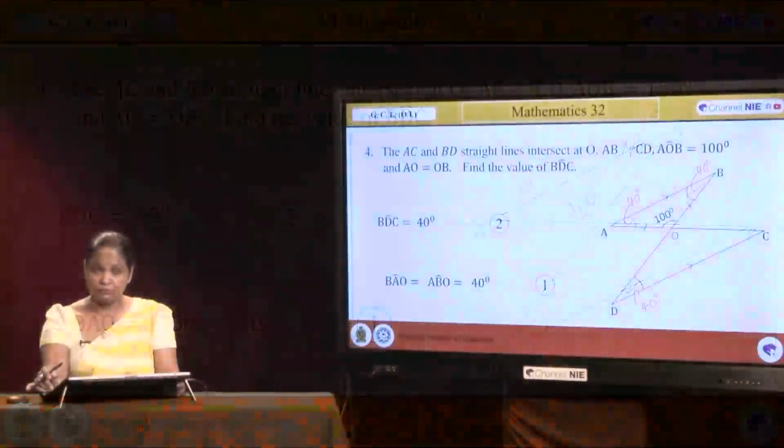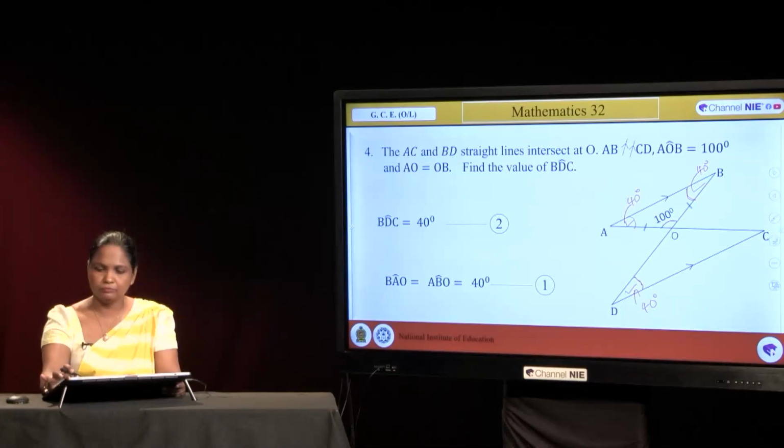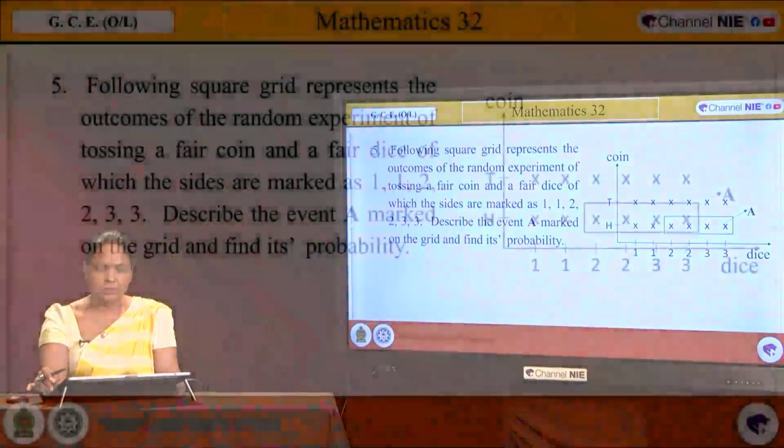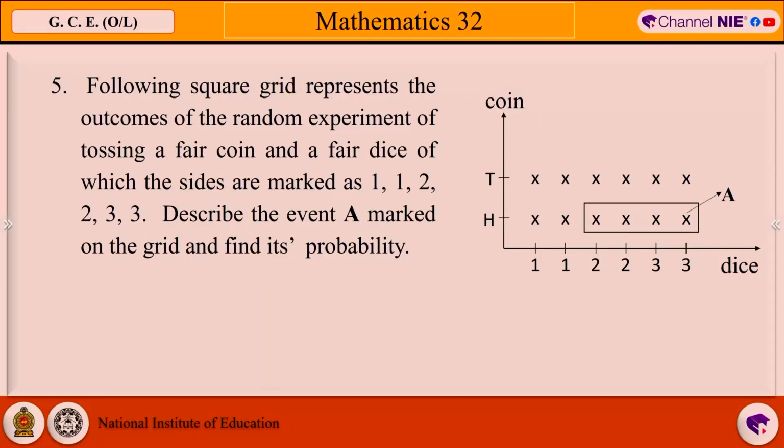Let's move on to the fifth question. It's under probability. Following square grid represents the outcomes of the random experiment of tossing a fair coin and a fair dice, of which the sides are marked as 1, 1, 2, 2, 3, 3. You are asked to describe the event A marked on the grid and its probability. There are two parts in this question. So, we will see how to do that.